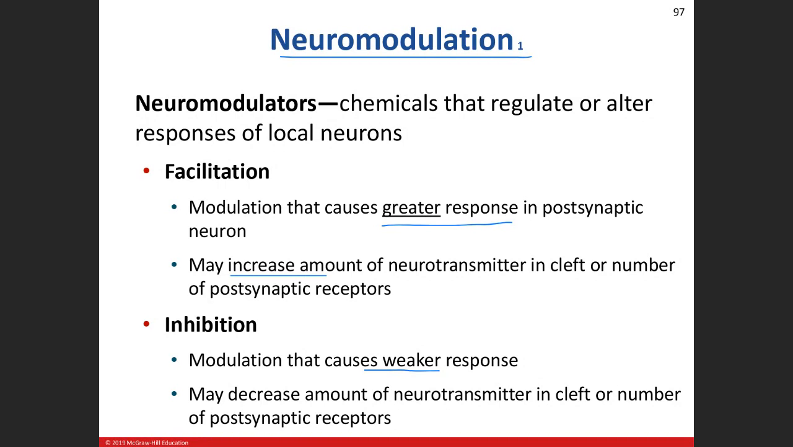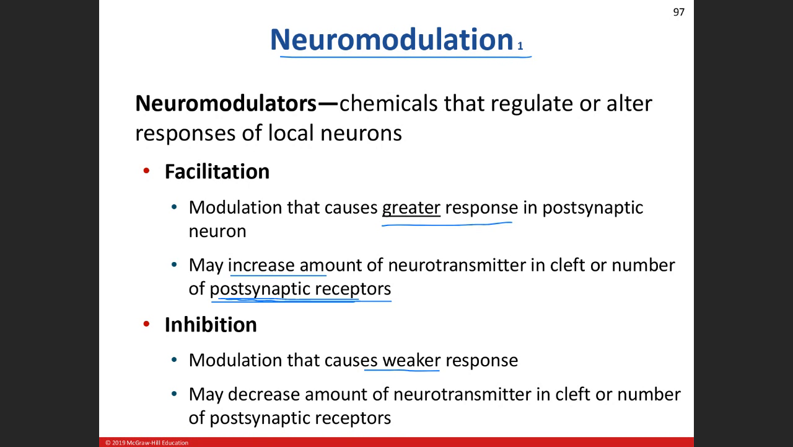we talked about this when we were talking about graded potentials. One of the ways that we can increase the graded potential is if we release more neurotransmitter and open more gates, which will let in more sodium for EPSPs. And that's what we're seeing here for facilitation. We're going to increase the amount of neurotransmitter that we release from the presynaptic neuron. It diffuses across the cleft, and it's going to increase the number of postsynaptic receptors that will be affected. So we refer to that term as facilitation.